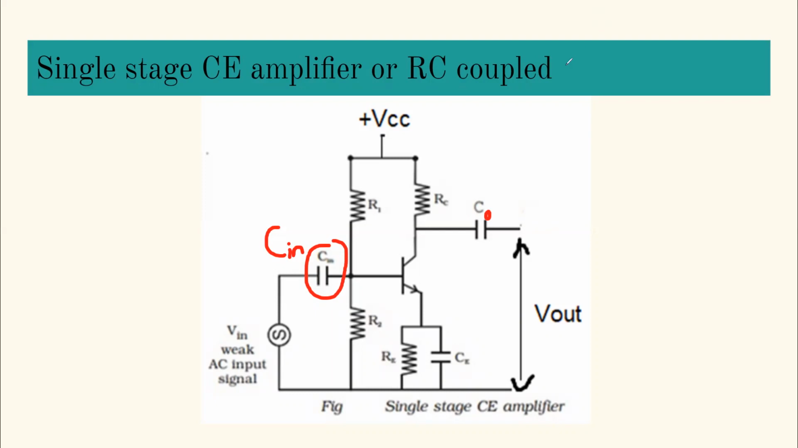Okay, now what is the role of these coupling capacitors? Coupling capacitors means they can pass only AC. They will block any DC coming through. Okay, because there is a DC supply here, so by mistake DC should not come into the circuit, that is why coupling capacitors are used, so that only AC is passed, DC is blocked.